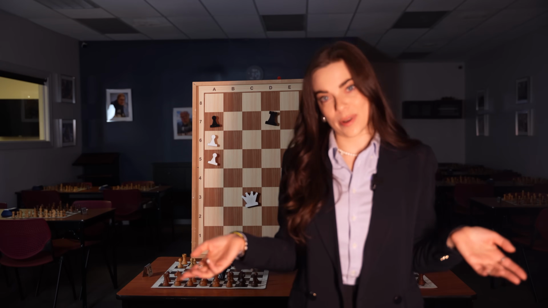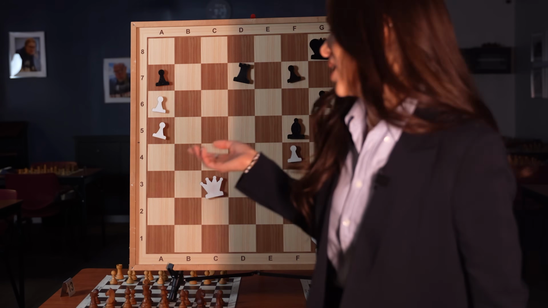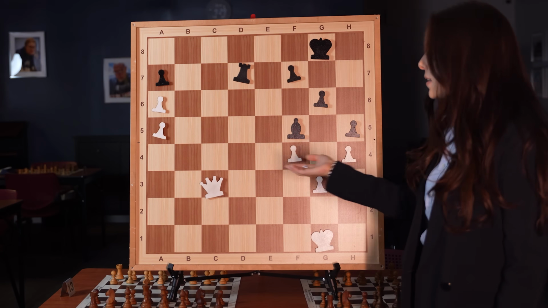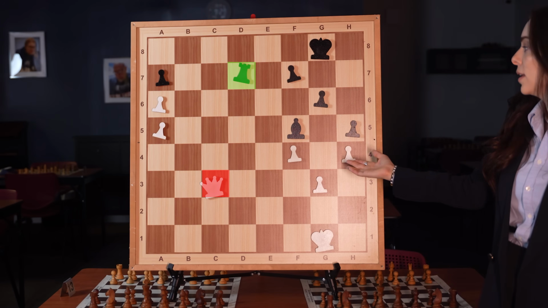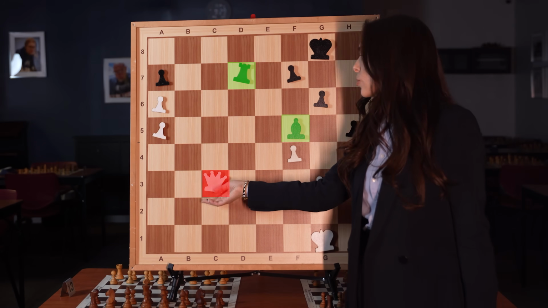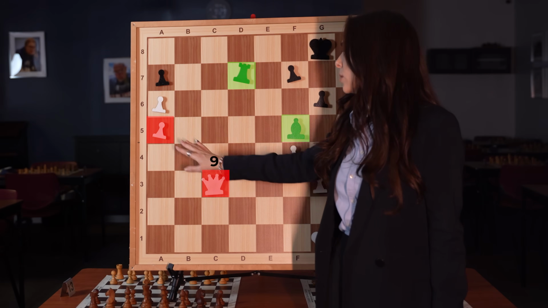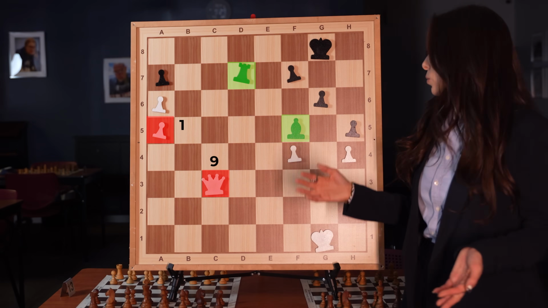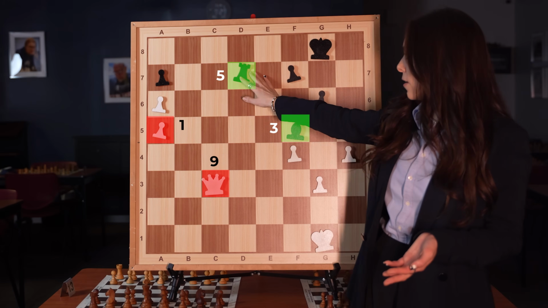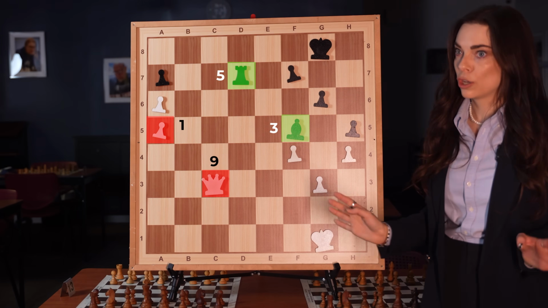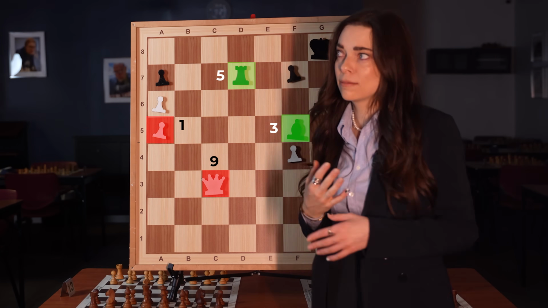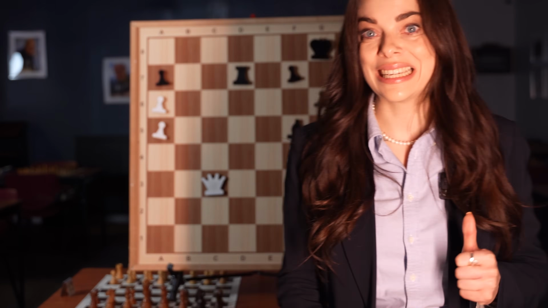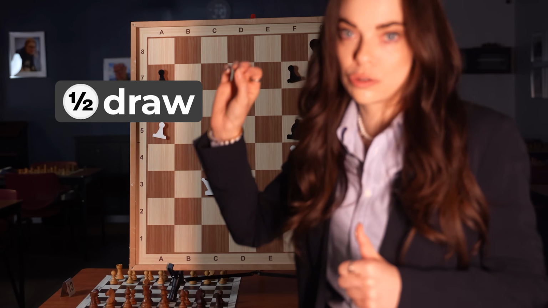Material is not just about counting points. If we take a look at this position, white has a queen, black has a rook and a bishop. White also has an extra pawn, so technically it's 9 plus 1, meaning 10. Whereas black has 3 plus 5, bishop and the rook, which is 8. So normally, logically speaking, white should be completely winning. That's not the case. This position is a dead draw.